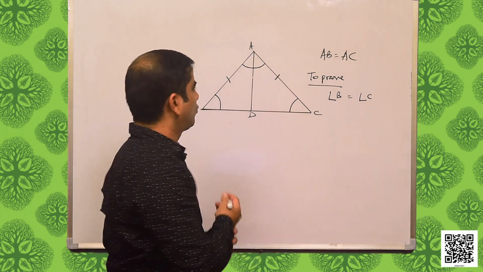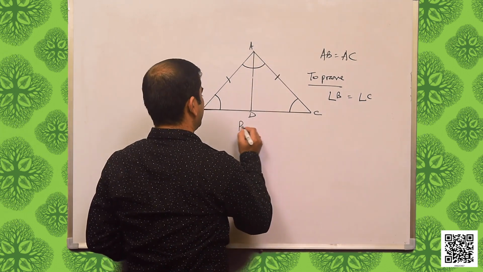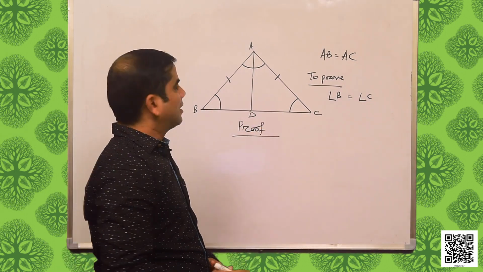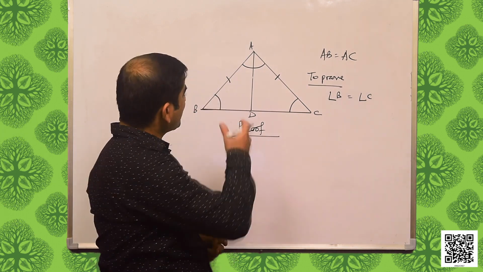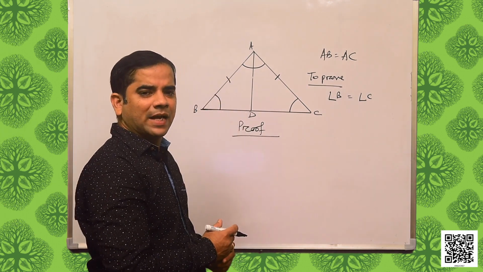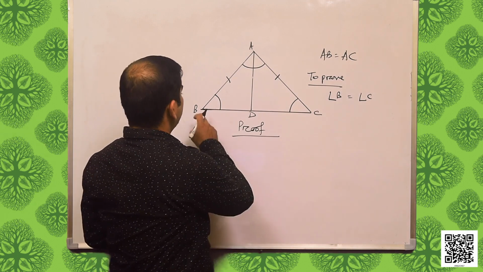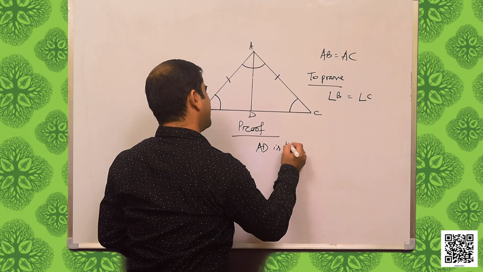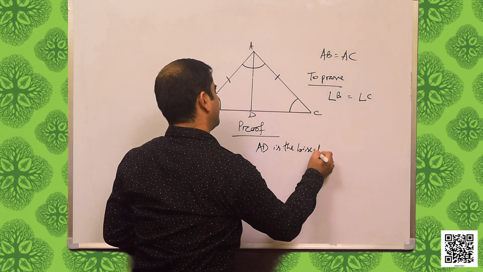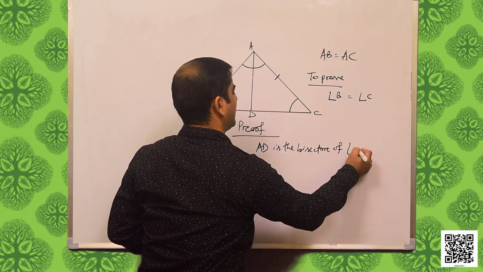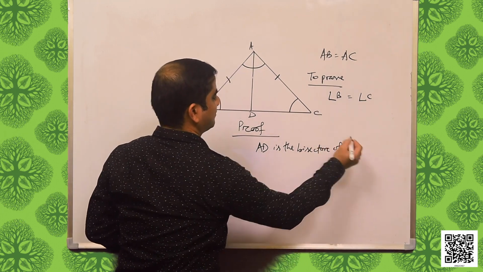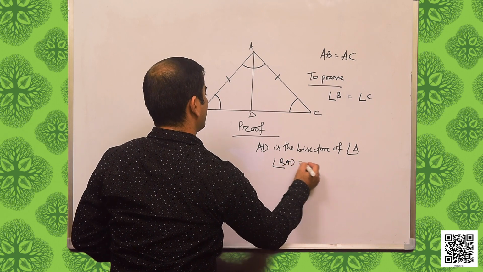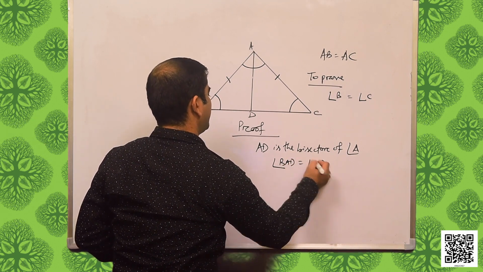As you can see in the figure, AD is the bisector of angle A. We need to construct it to prove. Let us prove it. So, let us construct a bisector of angle A that is intersecting BC at point D. So, AD is the bisector of angle A. What does it mean? It means angle BAD is equal to angle CAD.